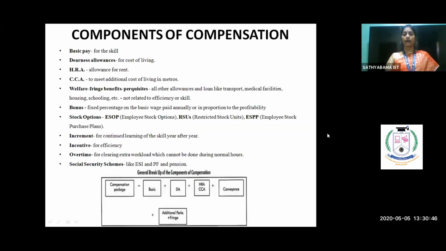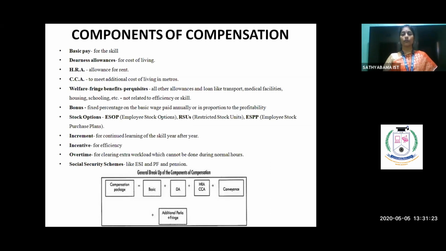Coming to the next one, what are the components of compensation? All this time I was telling you only the salary, but what is that salary? It comprises various components such as basic pay, dearness allowance, house rent allowance, CCA, which is city compensatory allowance, welfare, fringe benefits and perquisites, then bonus, then stocks, which are nothing but the shares given to the employees, then increment, incentive, overtime and social security schemes. The diagram shows the various components of the salary package.